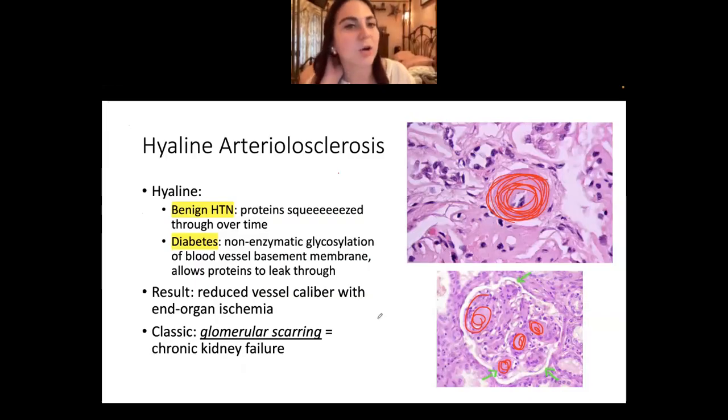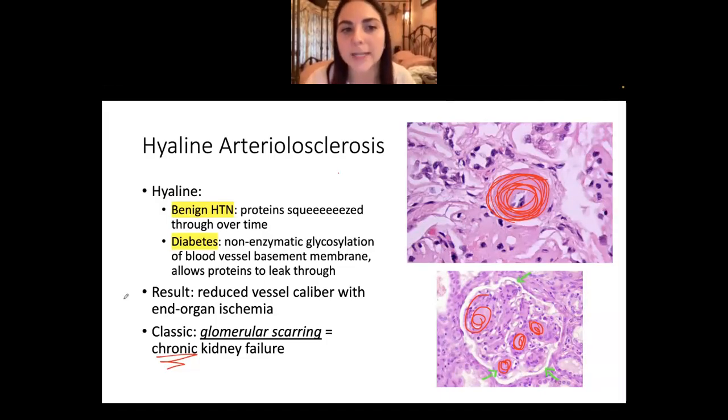I will point out that hyperplastic arteriolosclerosis also affects the kidney, but with hyaline, what you'll notice is they talk about glomerular scarring. Scarring should make you think this is happening over time, like a scar develops over time after you cut yourself. Over time, the glomerulus is going to get worse and worse because of benign hypertension over time. It's going to lead to chronic kidney failure, not acute kidney failure. It happens over time.